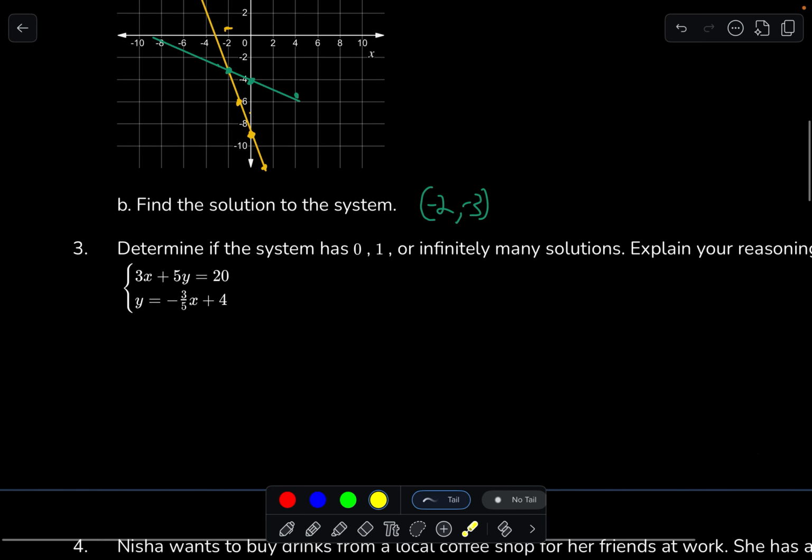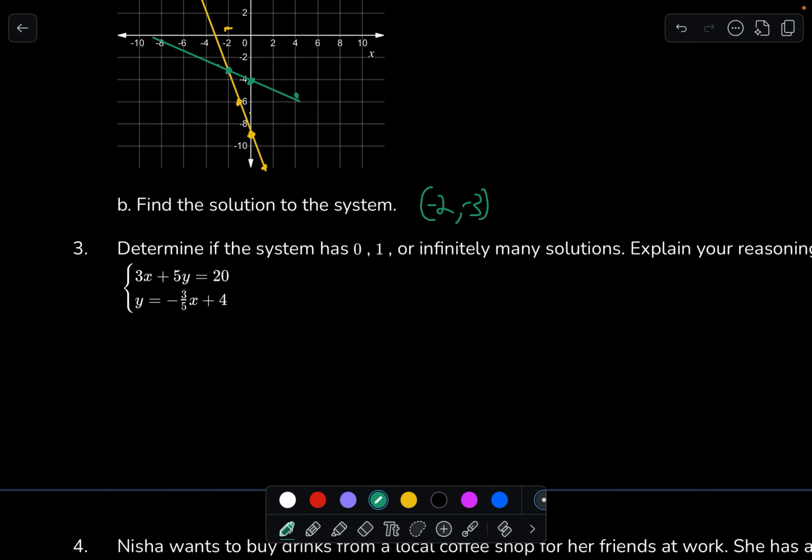Determine if the system has 0, 1, or infinitely many solutions. The main thing you got to look at, the first thing you want to check, is the slope. Because if they have different slopes, then you know there's one solution. If they have the same slope, then you have to check the y-intercept to see if they're parallel lines or the same line. So let's look at the slopes.